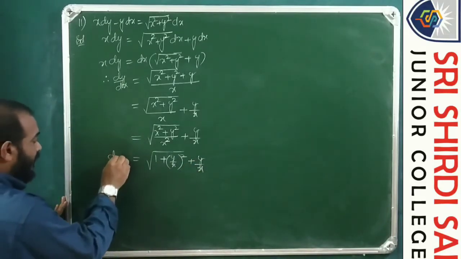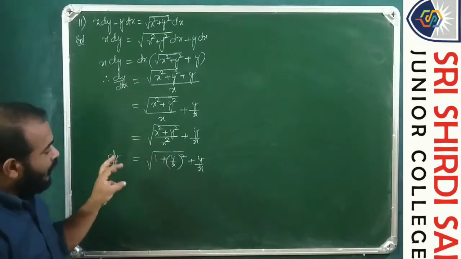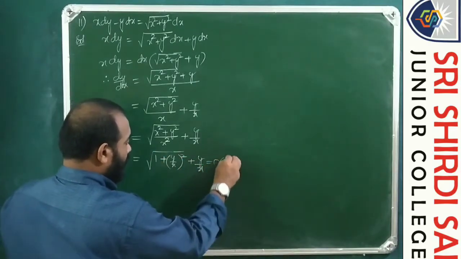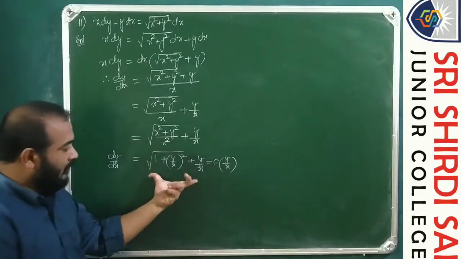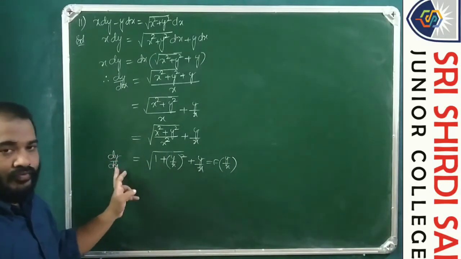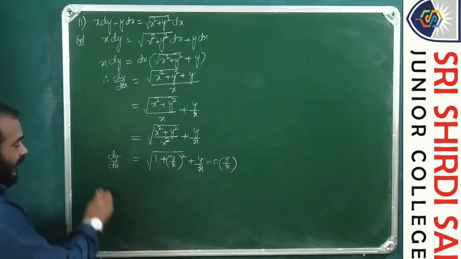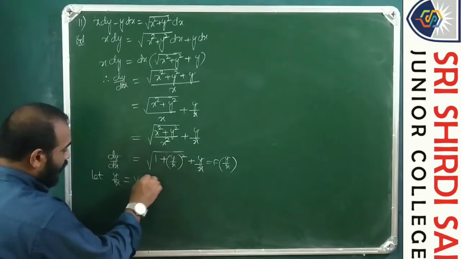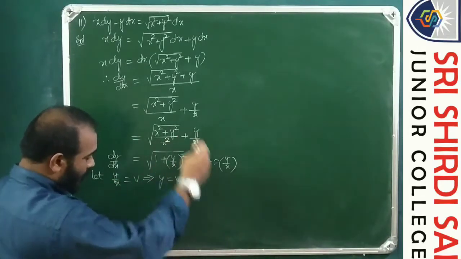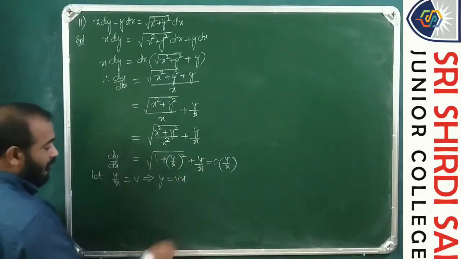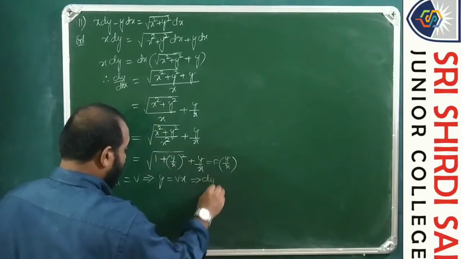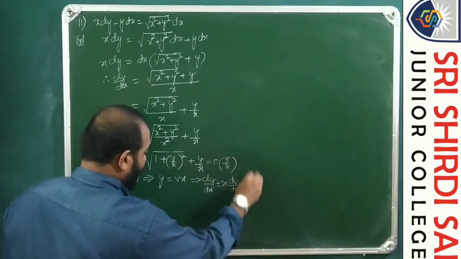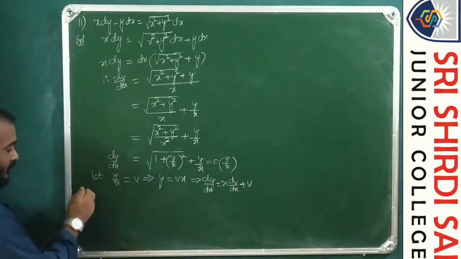So this is dy by dx equals square root of 1 plus y by x whole square plus y by x. Yes, we have succeeded in expressing this into f of y by x. This is the function of y by x. Therefore, y by x is to be taken as v. Let y by x equal v, so y is equal to vx. On differentiating, we get dy by dx is equal to x dv by dx plus v.